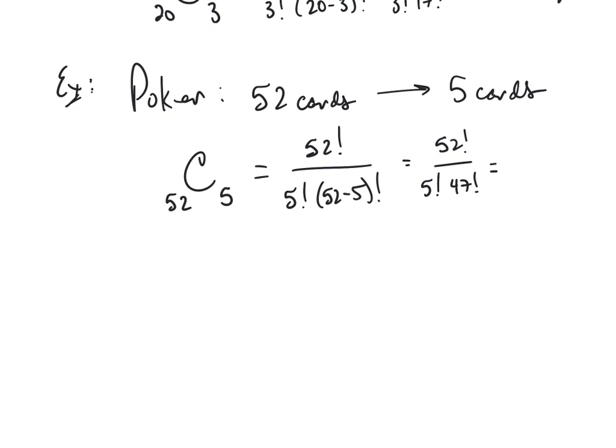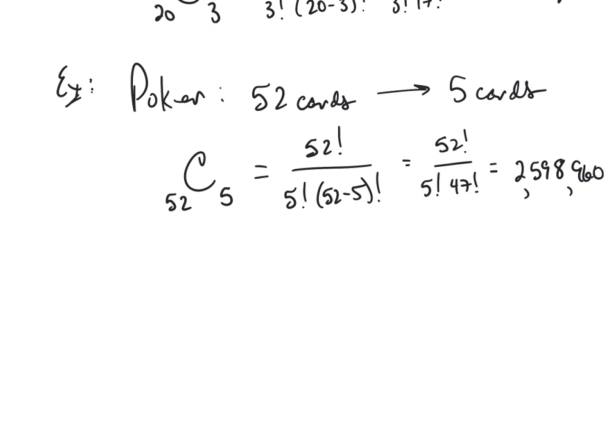And so if I punched it in, I ended up at, I should have double checked myself, but I got 2,598,960. That's how many 5-card poker hands you could possibly be dealt. Okay? All right, so just a couple of examples looking at combinations.